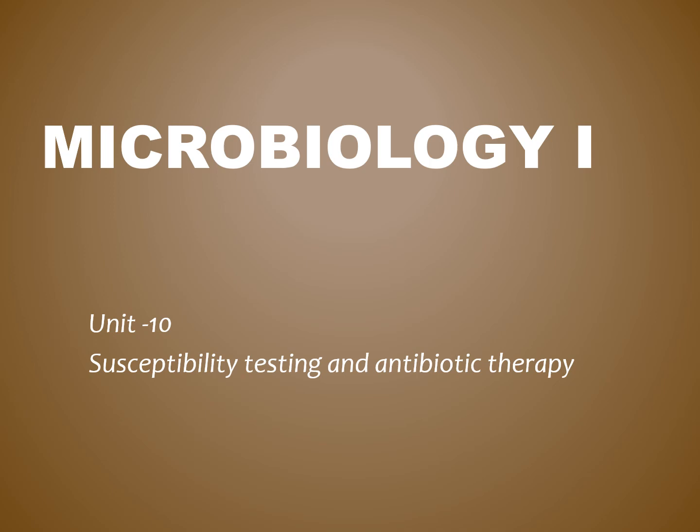Hello, people. This is Unit 10, where we're going to talk about susceptibility testing in antibiotic therapy. This, by far, is the most important thing that we do in the clinical microbiology lab. The doctor doesn't always necessarily need to know the name of the organism, but they do need to know its susceptibility pattern. So here we go, Unit 10.